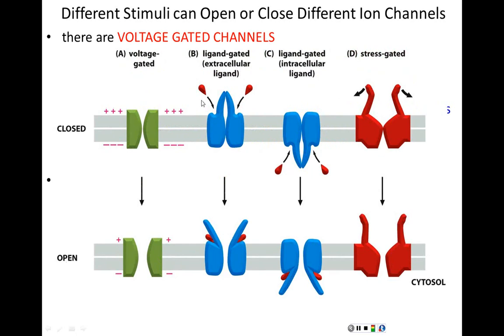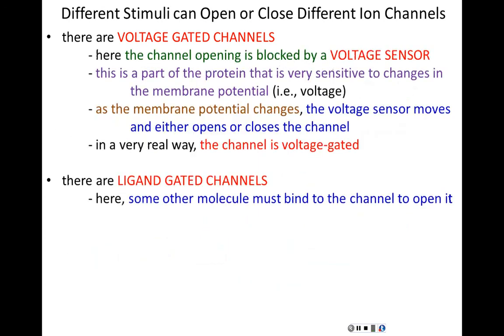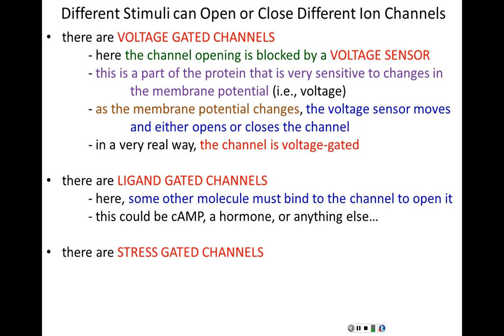Here, some small molecule, either intracellular or extracellular, binds to the channel and forces it to open. When that molecule is present, the ion channel is open and ions flow. When that molecule is absent, the channel goes back to being closed and ions can't flow through. So some other small molecule binds to the channel, resulting in it being opened. Some examples of small molecules which bind to these types of channels are cyclic AMP, which we've encountered before. Hormones can sometimes do this. Lots and lots of molecules are responsible for opening ligand-gated channels.